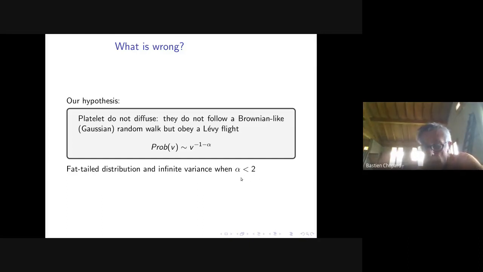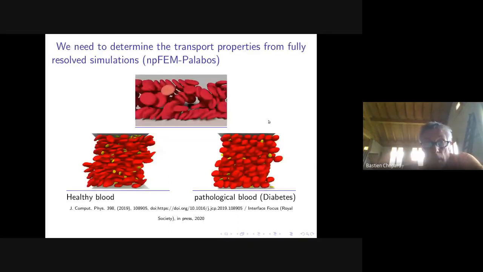And you also have the fact that with this type of relation, the variance of the velocity is infinite if alpha is small enough. So that's our hypothesis, and to check it, we went to a fully resolved simulation of red blood cells. So this is actually a software that we wrote entirely from scratch.